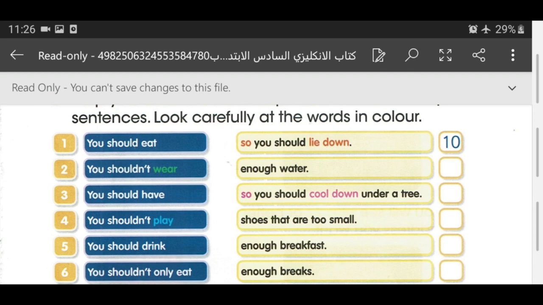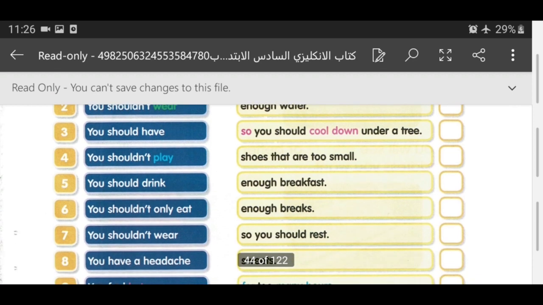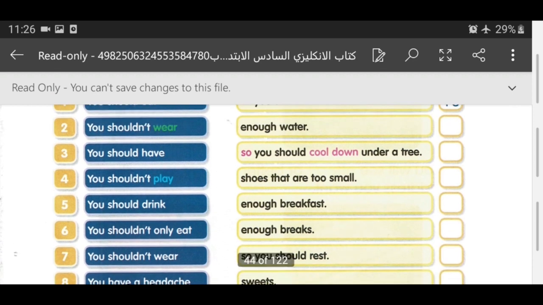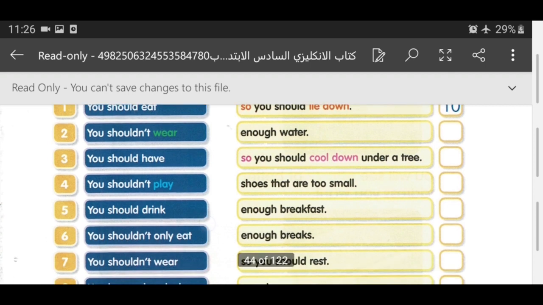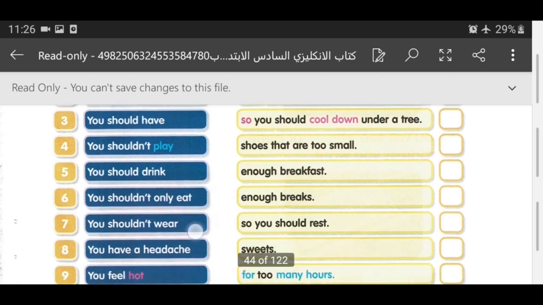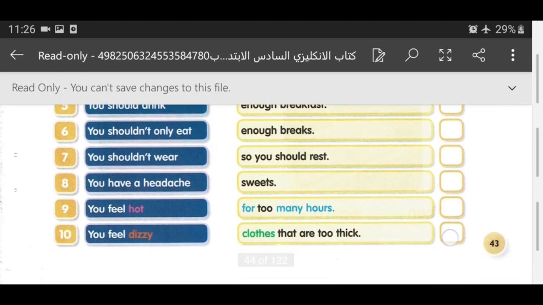Number 1. You should eat. Here we choose from the words in color. You should eat enough breakfast. You shouldn't wear clothes that are too thick.